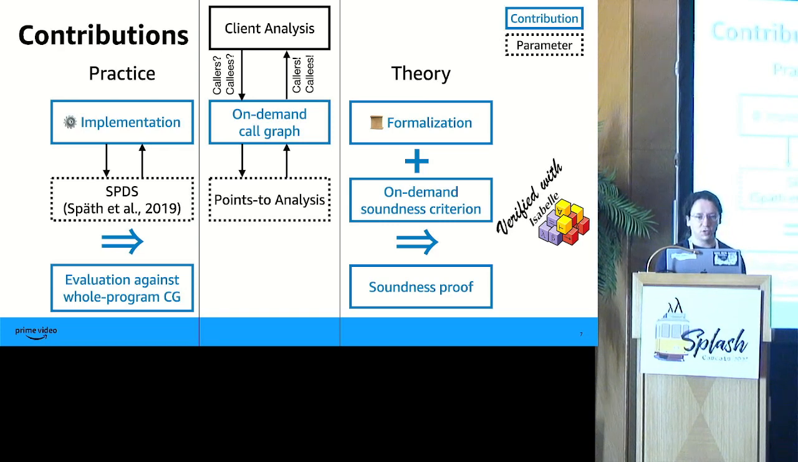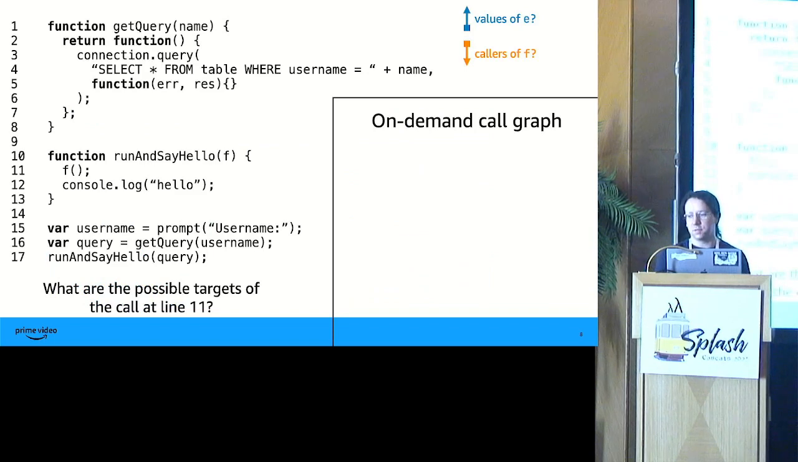So to show you how the approach works at a high level, let's consider again a modified version of the initial example, and let's say that we want to figure out what the possible call targets are on line 11. We're going to do this by interleaving two types of queries. We are going to ask some underlying points-to analysis what values some expression E can have on a particular line, in particular what function values it can have. And also we're going to sometimes ask what the callers are of a given function f across the whole program.